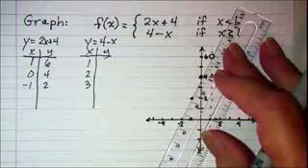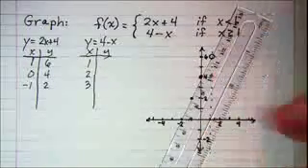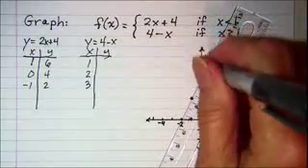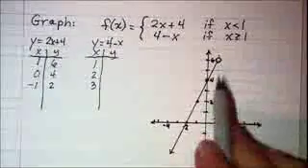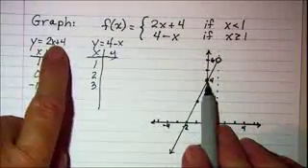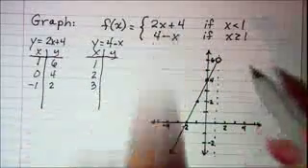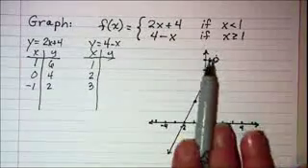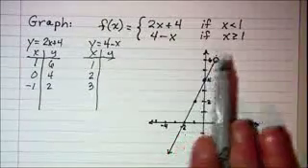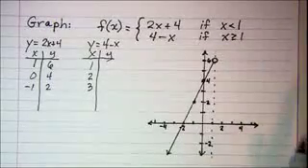So on the left side of my boundary, I have a line with the y-intercept of 4, which I can see from my function, and a slope of 2. Just need to be careful that on the left side, you only go so far as the boundary. You don't go any further.